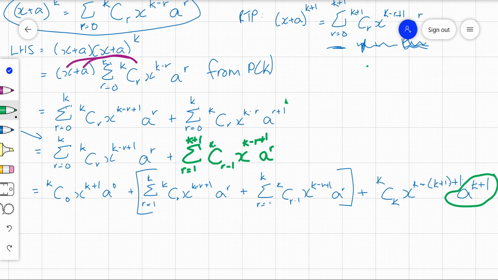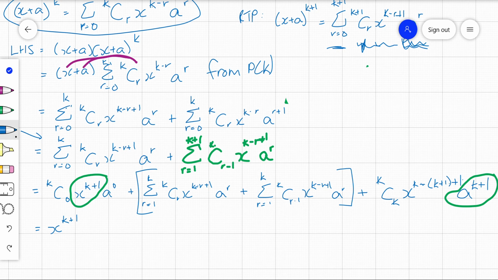And if I look at the front part as well, k choose 0 is 1, a to the 0 is 1, so all that's going to be left is that. So on the outsides I've got x to the k plus 1 and a to the k plus 1. But let's put the sum part together. So, long-winded, sorry guys. Just wanted to make sure you had it bit by bit.